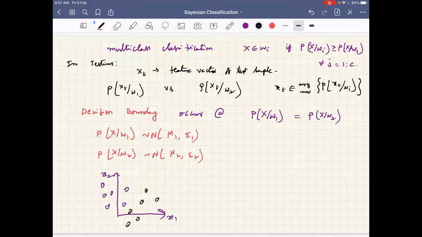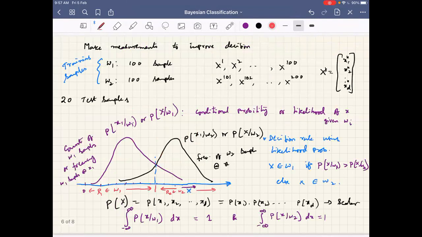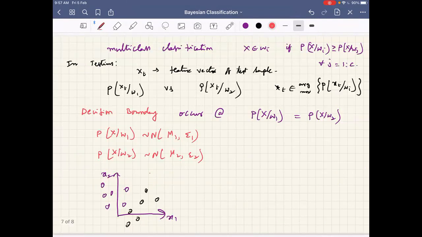So in 2 dimensions, how will the decision boundary be? Can one of you guess? In 1 dimension, it's a point. In 2 dimensions, it can be a line, or it can be a curve. So the decision boundary will be a straight line equation or a curve equation, a parabolic equation in 2 dimensions. By solving this, I will exactly get that. Is this clear?